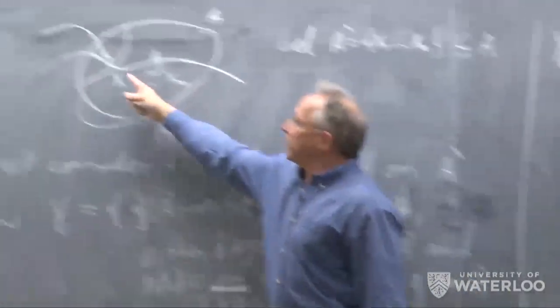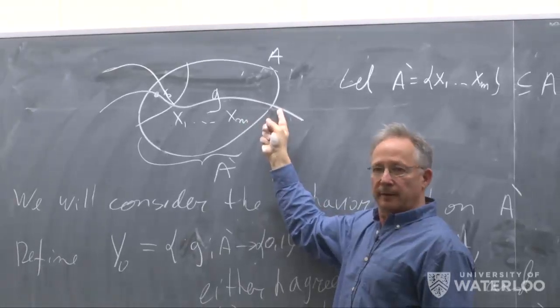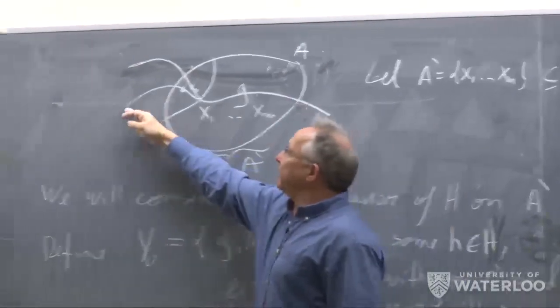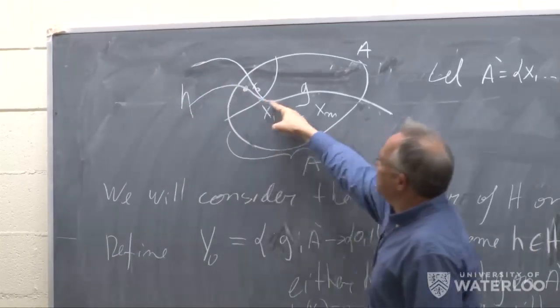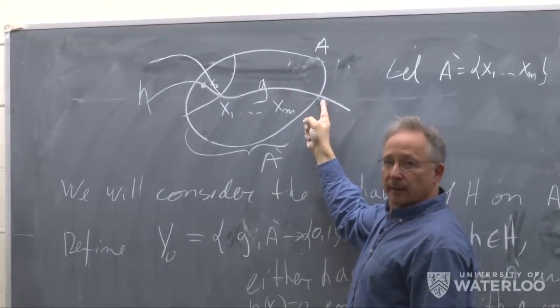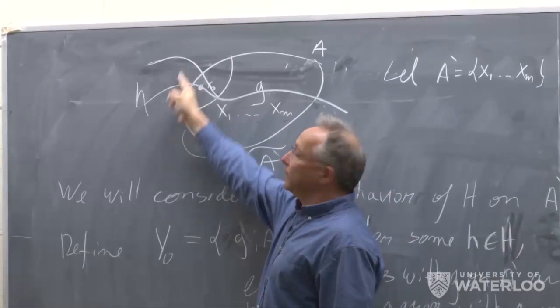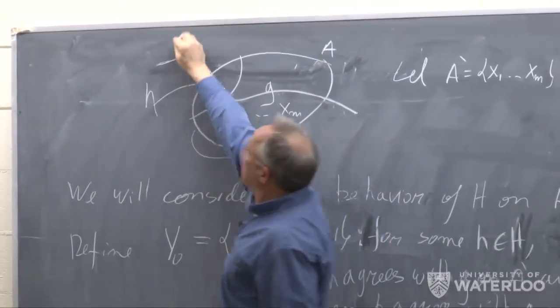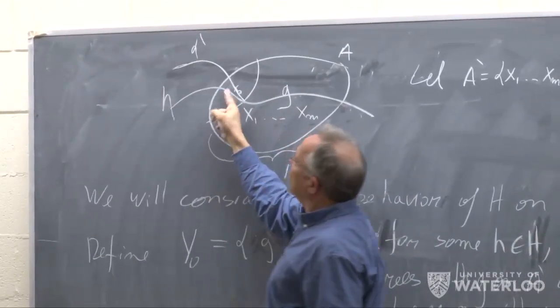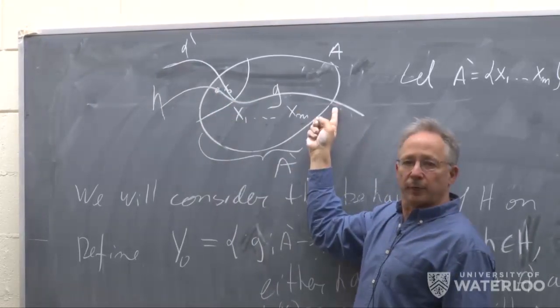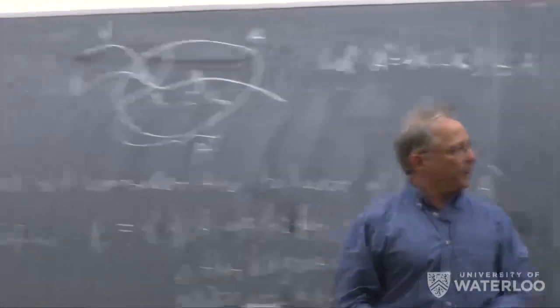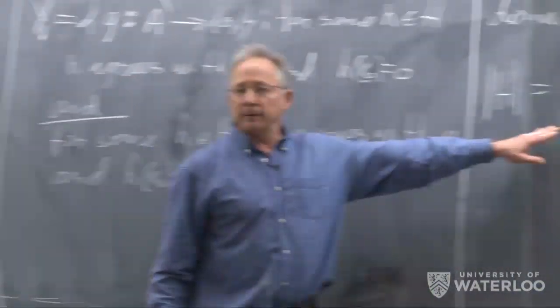So if I count just behaviors on A prime, for every function H, I can have its behavior on A prime. But there could be two functions in H, H and H prime, if they differ only on this point, then they will get me the same behavior on A prime, and they will not be counted in Y0.